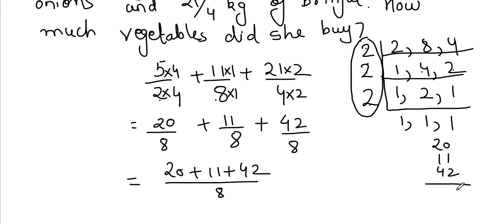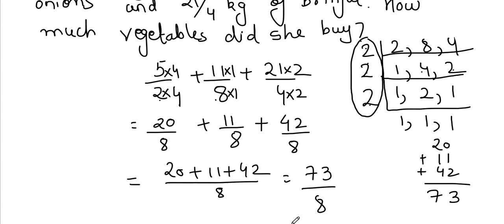1 plus 2 gives me 3. 2 plus 1 gives me 3. And 3 plus 4 gives me 7. That is 73 upon 8. Now here 73 and 8 do not go in any common table because 73 is a prime number. So it goes in table 1 and itself. So we will leave the final answer as it is. So we will write how much vegetables did she buy. So she bought 73 upon 8 kg.